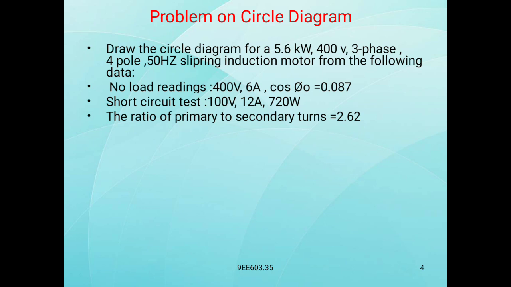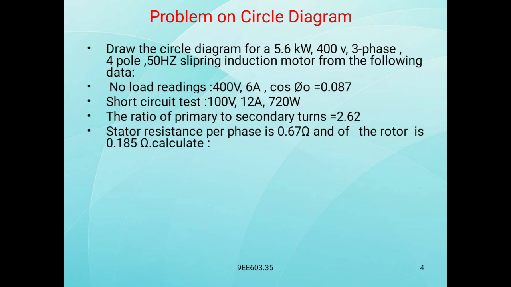The ratio of primary to secondary turns is given, that is 2.62, and stator resistance per phase is 0.67 ohms and rotor is 0.185 ohms.